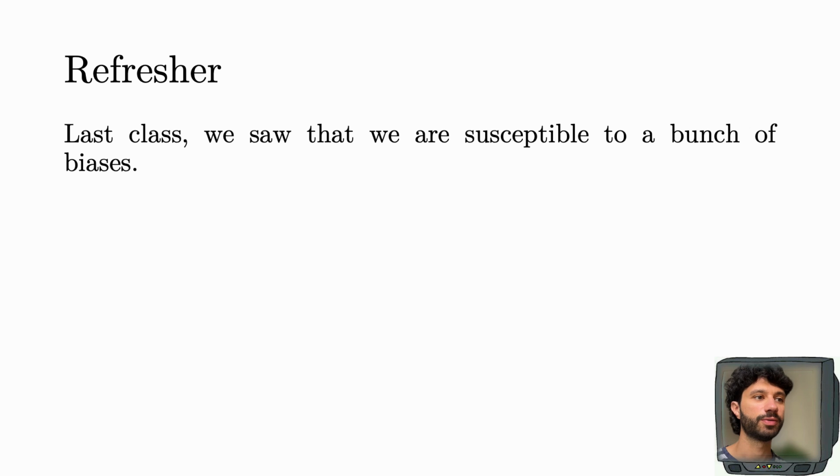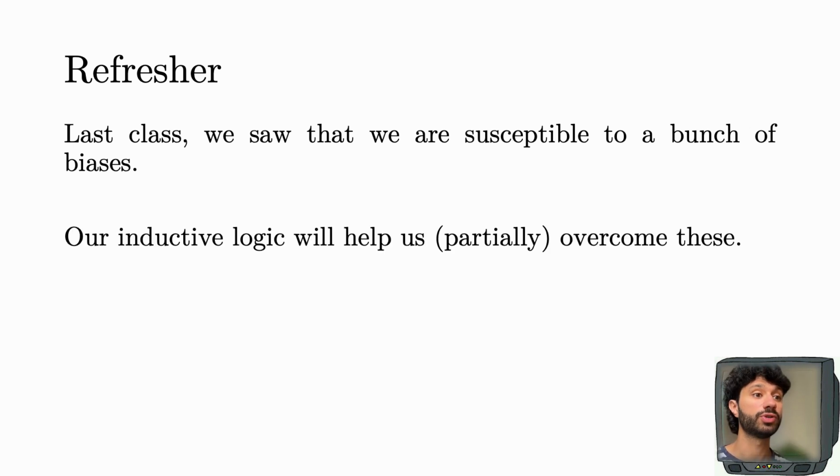Here's a quick refresher. Last class we saw that we're susceptible to a bunch of biases. The gambler's fallacy, the conjunctive fallacy, etc. And I just gave you a little taste of the cognitive shortcomings that humans have. Humans are, in many cases, really bad at reasoning. So, what our inductive logic will help us do is partially overcome these. And the mathematical framework that we're going to use is probability theory.